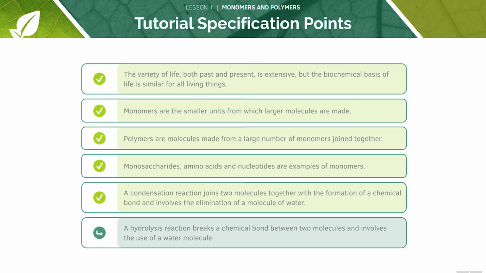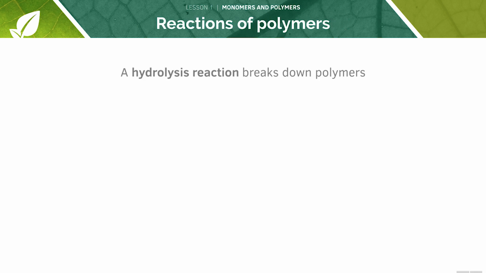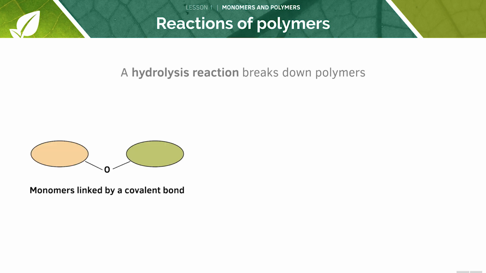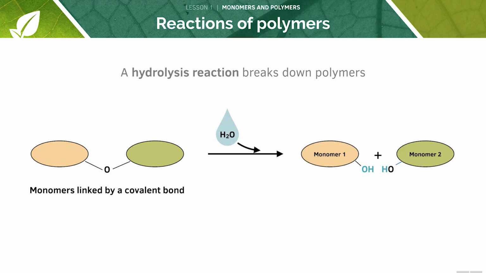Now we will look at hydrolysis reactions. Polymers, put together by a condensation reaction, can be broken down by hydrolysis. Hydrolysis involves the addition of a water molecule, as shown here. The addition of this water molecule will break the covalent bond between the two monomers, since hydro means water and lysis means breakdown.